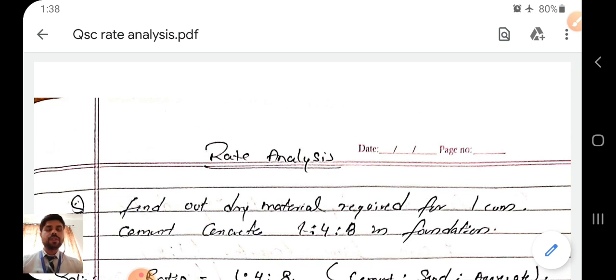So today we will discuss rate analysis, and today we are going to solve a numerical of rate analysis in which the question is: find out dry materials required for 1 cubic meter cement concrete of 1 is to 4 is to 8 ratio in foundation. So let's start.